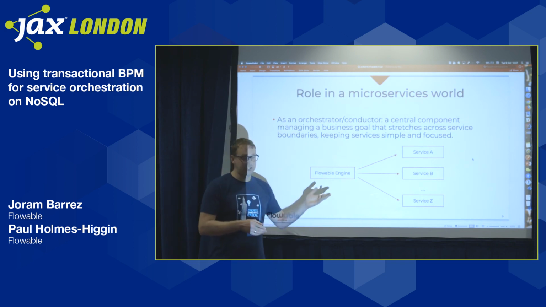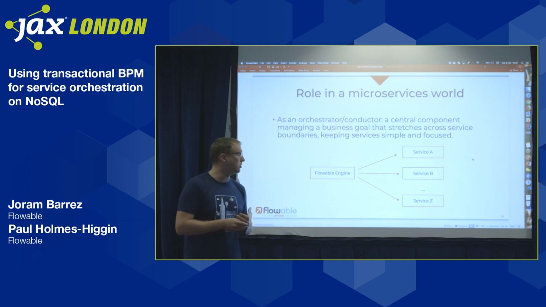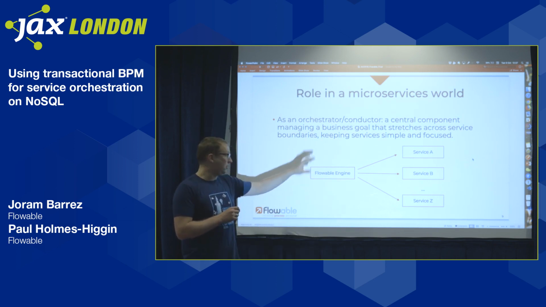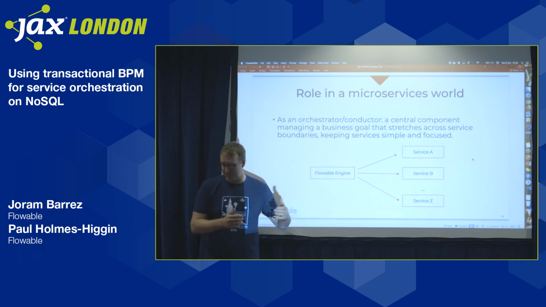Now, the first one is the obvious one, the orchestrator, right? It's the one that everybody thinks about when you talk about a BPM engine or whatever, is that you have a couple of services, doesn't matter what they are, and you need to have some component that orchestrates these, right? And then the engine can pretty much define visually how to do that and give you a really efficient way of doing this.